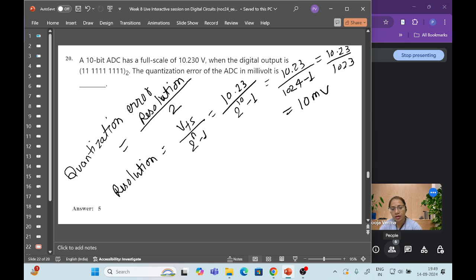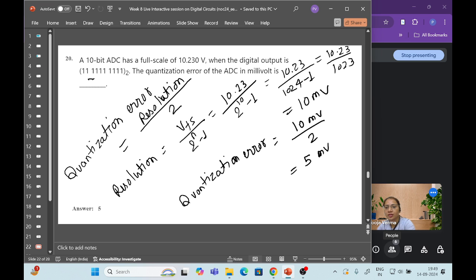Now quantization error. Quantization error is equal to resolution divided by 2, that means 10 millivolt divided by 2, that is 5 millivolt. So the answer is 5. If this type of question is given and they have asked for quantization error, the formula is resolution divided by 2, and here is the formula of resolution.